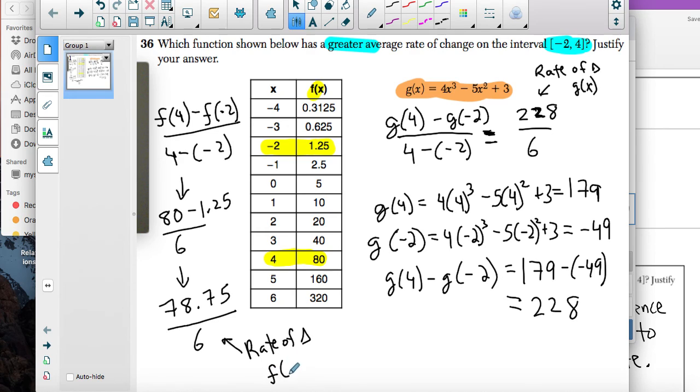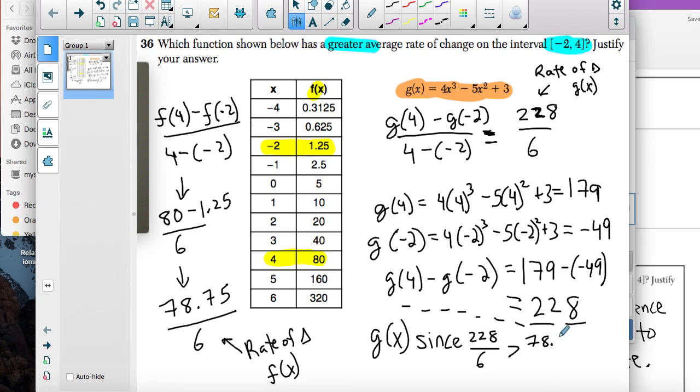So that's the rate of change for f of x. Which one is greater? Clearly, the one for g of x. So the answer is g of x, since 228 over 6 is clearly greater than 78.75 over 6. That's one way to get a complete and correct response. There were other ways to do it as well, but this is fine for now.